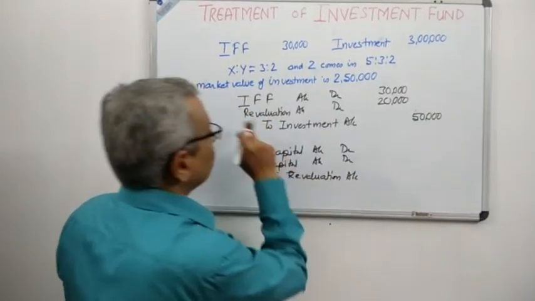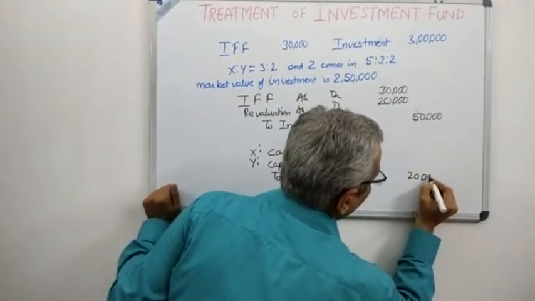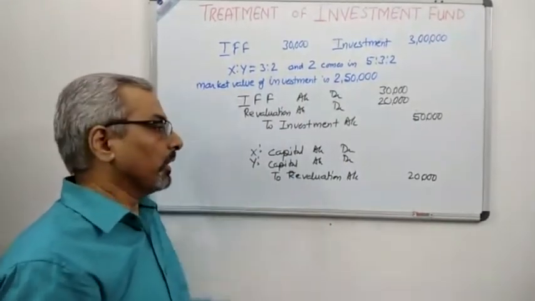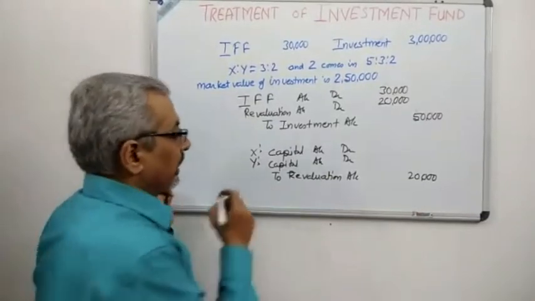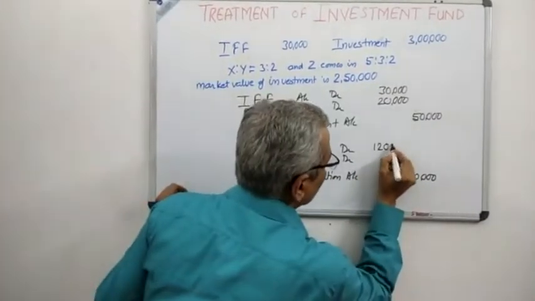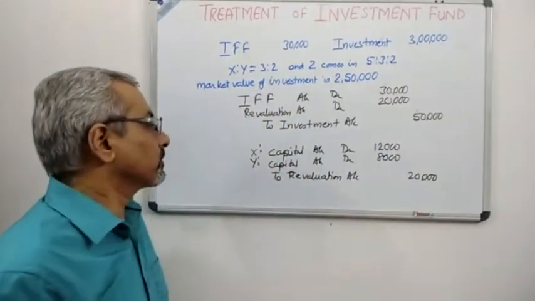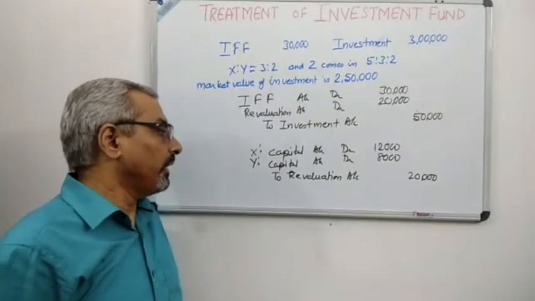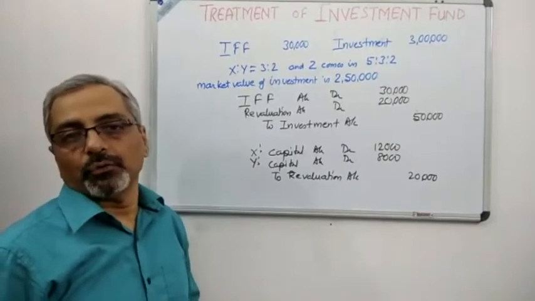See very carefully, the value of revaluation is 20,000. By this, we are actually cancelling the impact of devaluation. Now, 20,000 will be distributed in the ratio of 3:2. That means X will have 12,000 and Y 8,000. So the journal entry in this case is X's capital account debit 12,000, Y's capital account debit 8,000, to revaluation, which was 20,000 over here. We have written 20,000 over there.